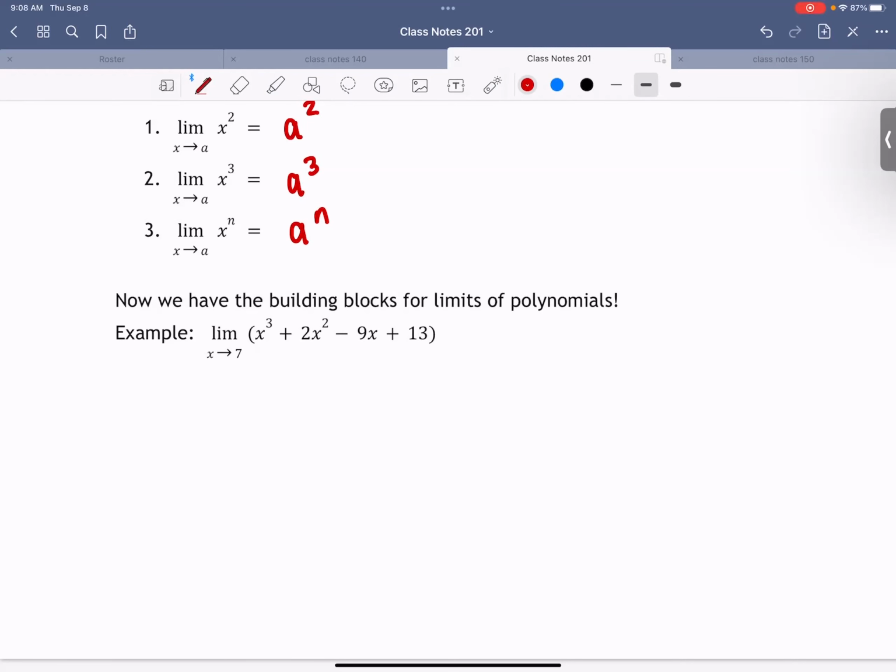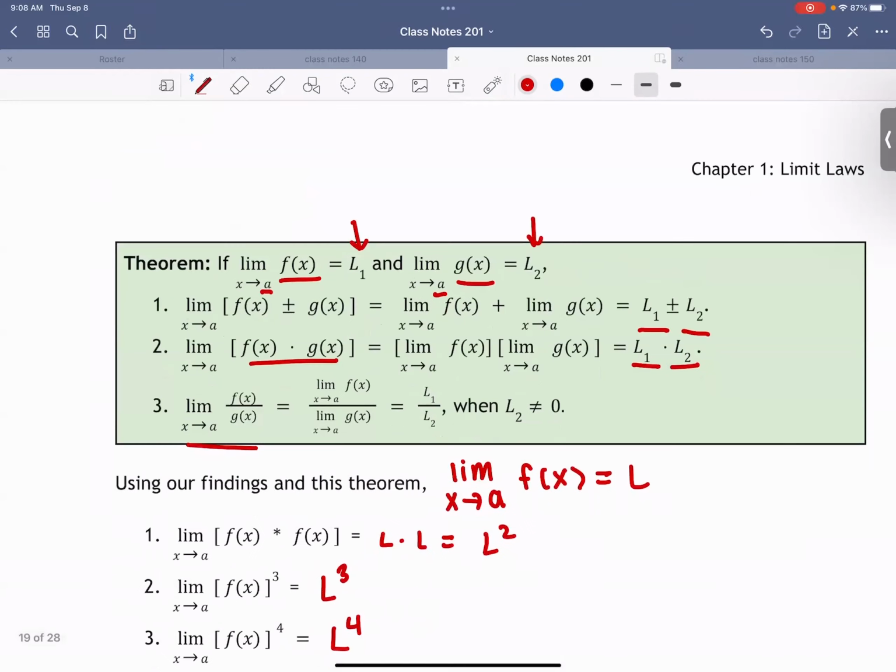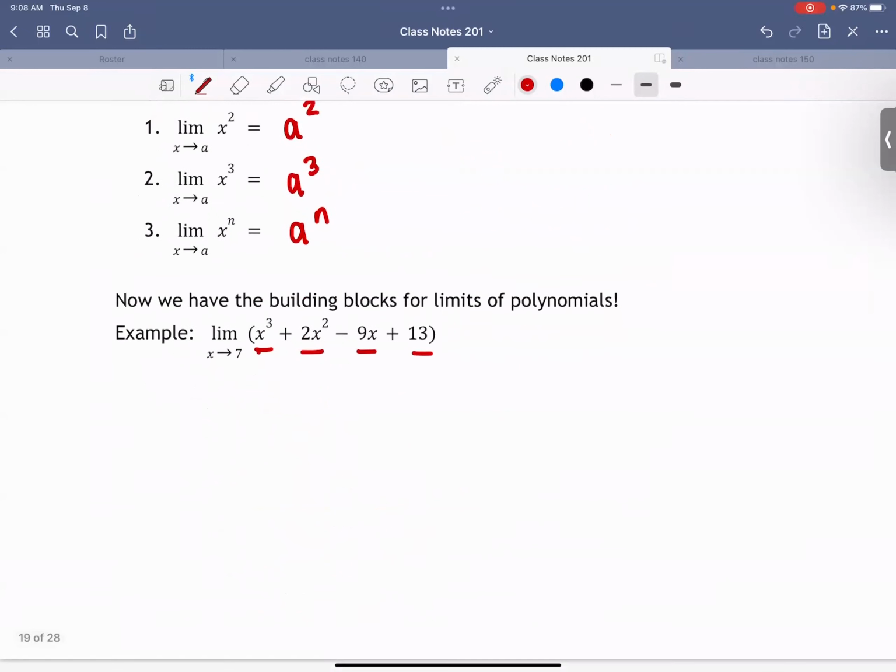Let's see, we have a bunch of functions added together. We have x cubed, 2x squared, 9x, and 13. What can I do with my 3 limit laws that I have to expand this limit? How can I make this a bunch of limits, maybe? That makes sense. The limit as x approaches 7 of x cubed plus the limit as x approaches 7 of x squared, and so on. Do that for all of them.